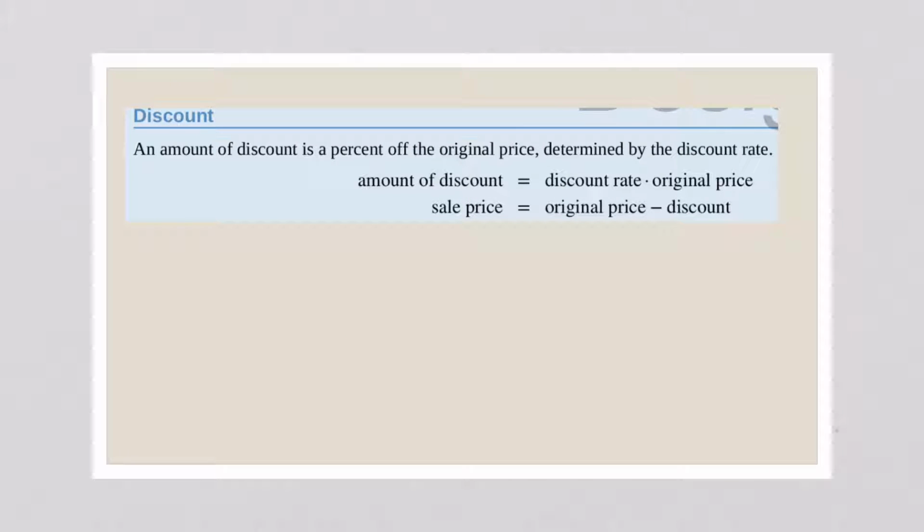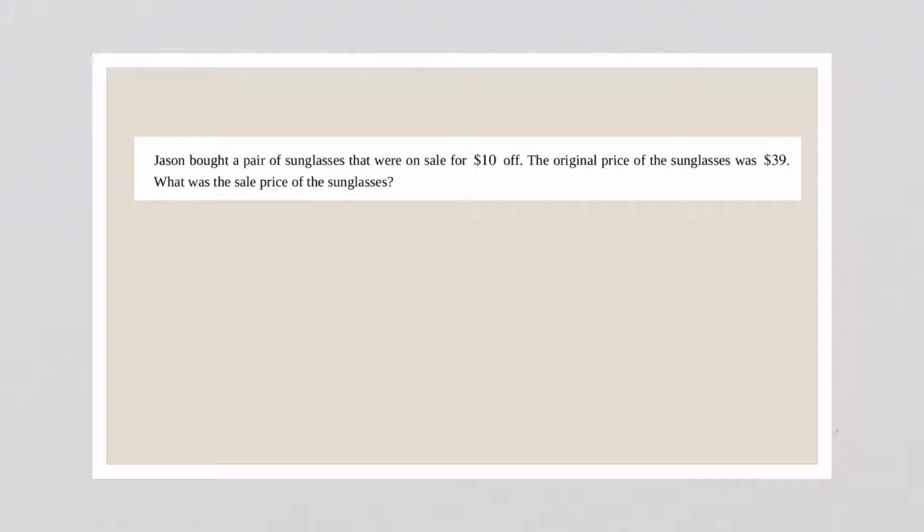Okay, whenever you look at discounts, discount is a percent off the original price. Your amount of discount is your discount rate times the original price, and then your sell price is the original price minus the discount.